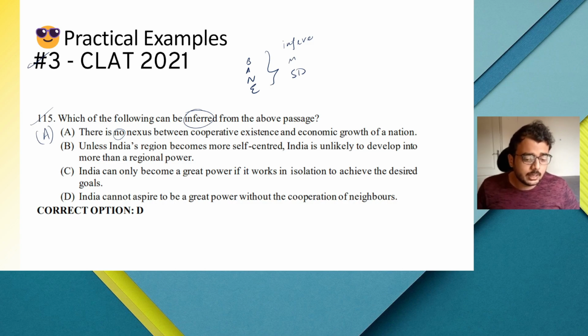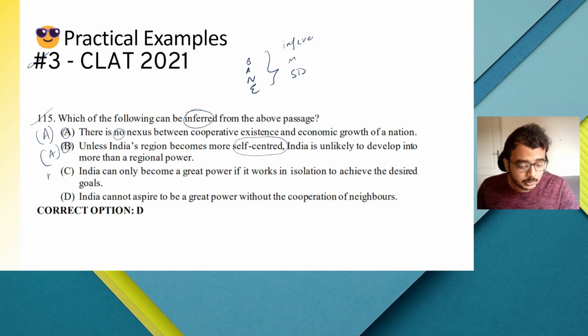B says कि unless India's region becomes more self-centered, India is unlikely to develop into more than a regional power. This is again an alien option. ठीक है? This is again an alien option because ये जो सेल्फ सेंटर रहने की बात की जा रही है ना, the author has given an opinion completely in contrast to this. कि हमें सेल्फ सेंटर करने की जरूरत नहीं है. We have to expand ourselves.